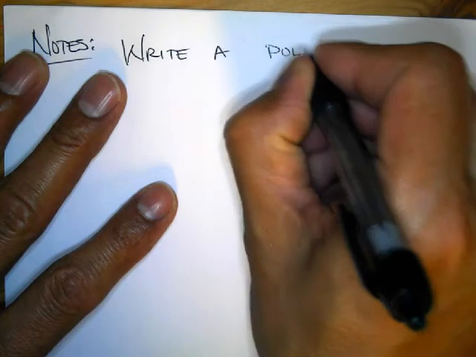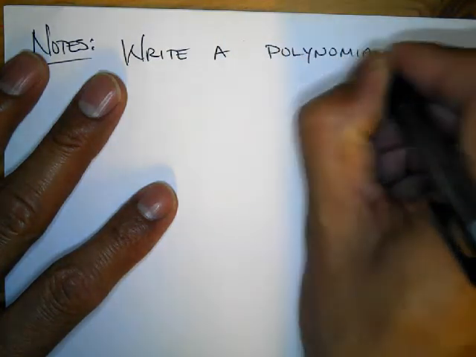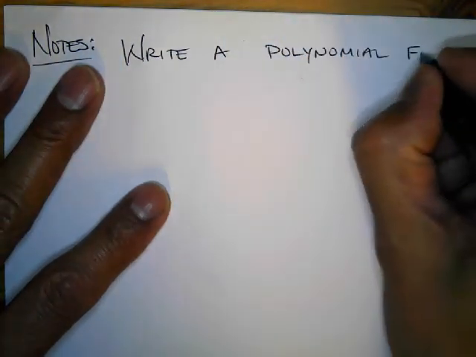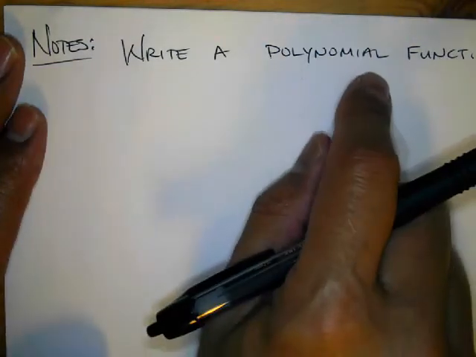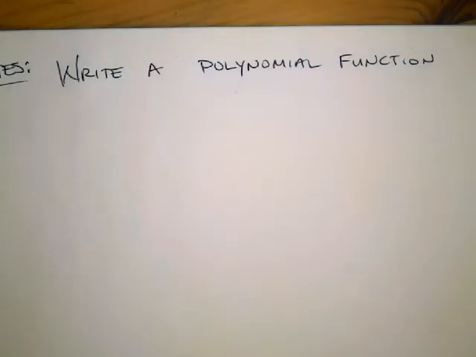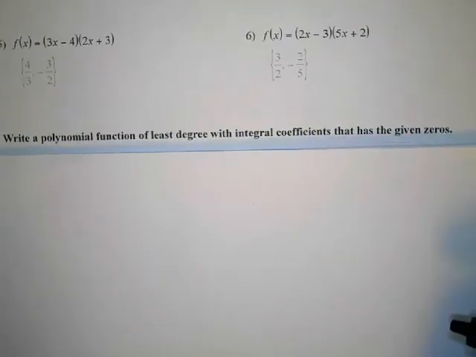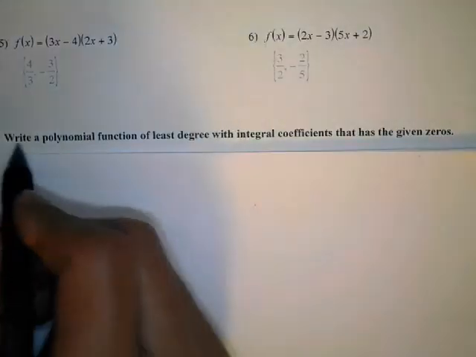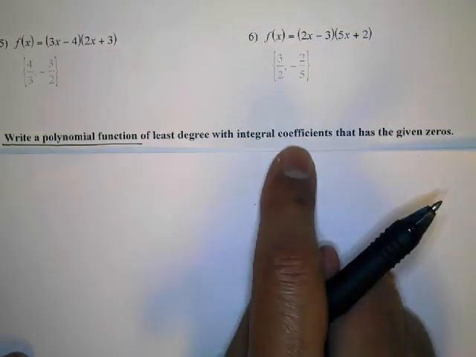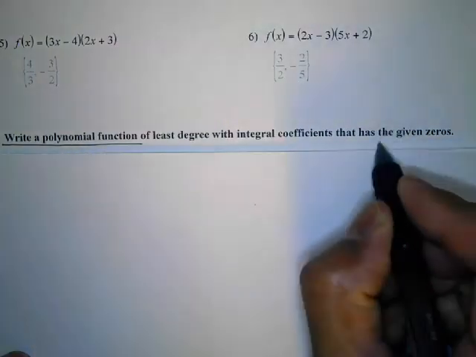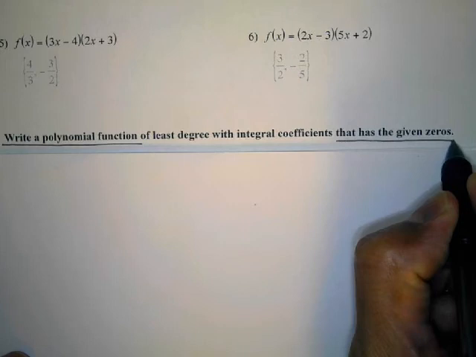Write a polynomial function. Essentially, it's going to start off like this. It's going to say write a polynomial function, and I'll even show you exactly how it says it. I don't want to have you write all of this stuff, but it says write a polynomial function of least degree with integral coefficients. Don't worry about that. So you're just going to write a polynomial function that has the given zeros.